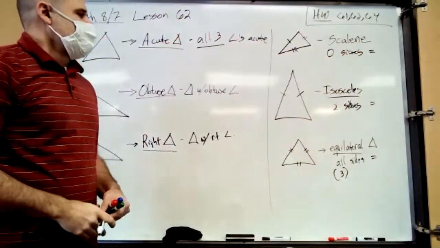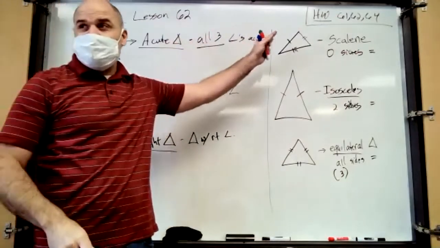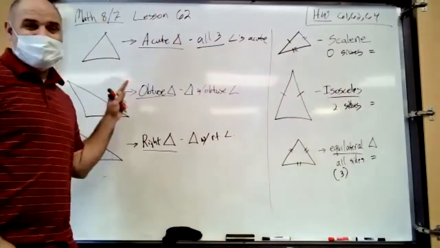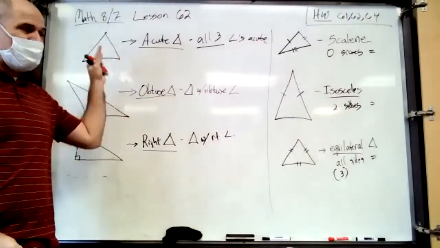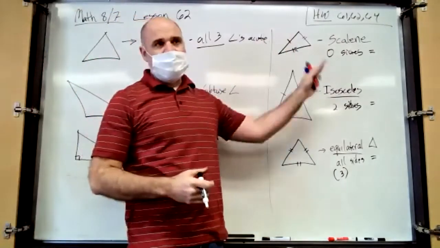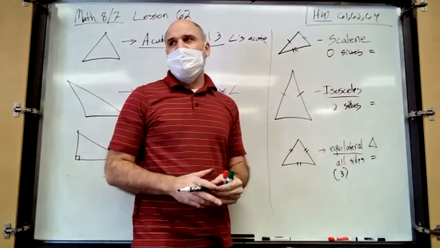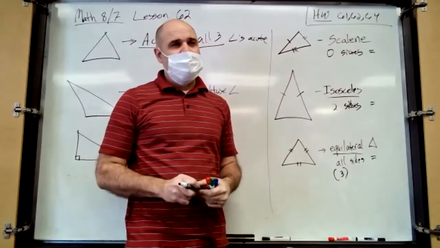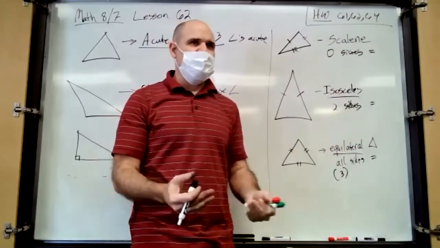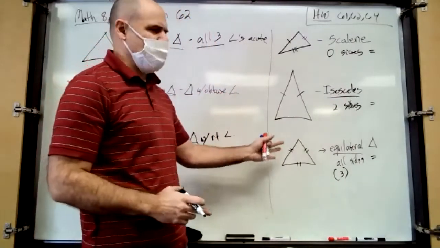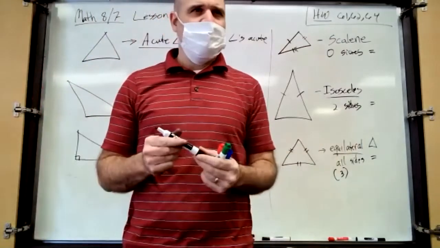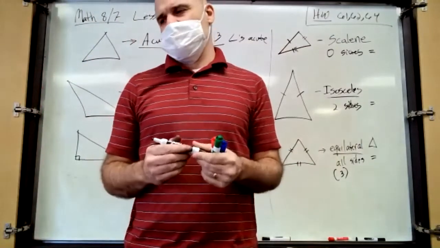Okay? So this is how you classify a triangle by its sides, and this is how you classify a triangle by its angles. There's only 3 types of triangles when you're talking about angles, and only 3 types when you're talking about sides. So there's not 6 different types of triangles. It depends on whether you're describing a triangle based on its sides or by its angles. Do you understand the difference between sides and angles?